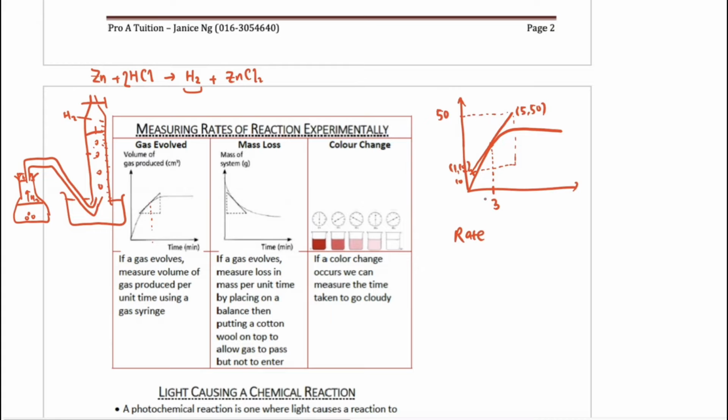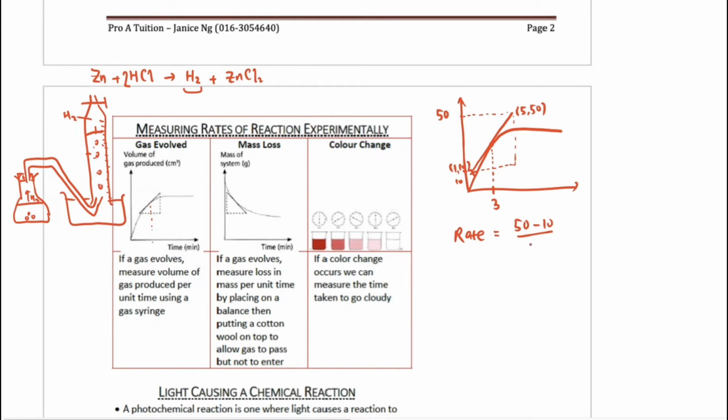Of course, because you are using a ruler to get the tangent, different students may get slightly different answers. So we are not going to worry too much about this, because in the end the mark scheme has a range. They don't accept only one value. They will accept values from something to something. So you want to find the instantaneous rate, then you just take 50 minus 10, something like gradient.